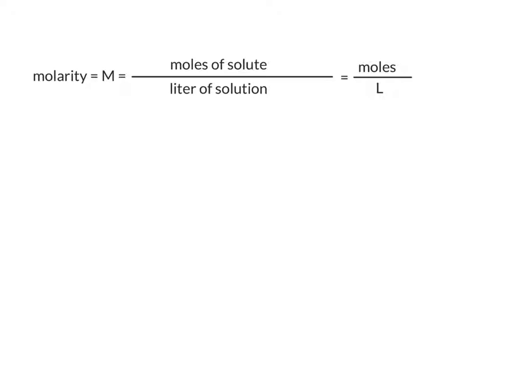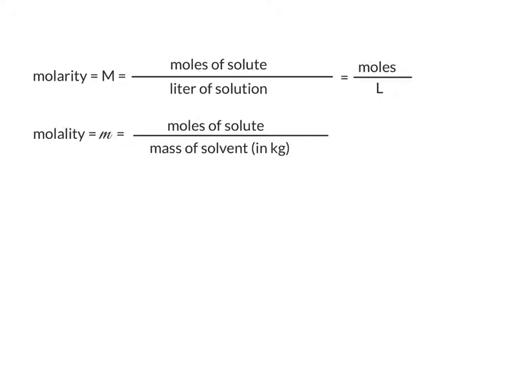The second concentration unit we'll talk about is molality. The symbol for molality is a little fancy m, maybe an italicized m. The definition of molality is moles of solute per mass of solvent given in kilograms. The units of molality are moles per kilogram.